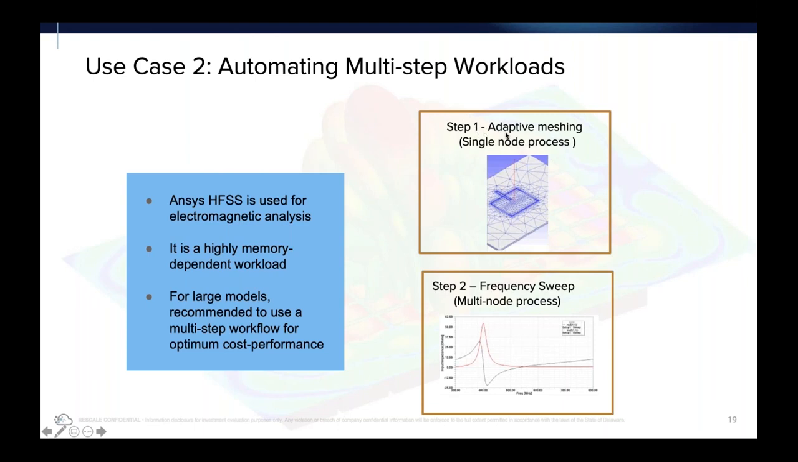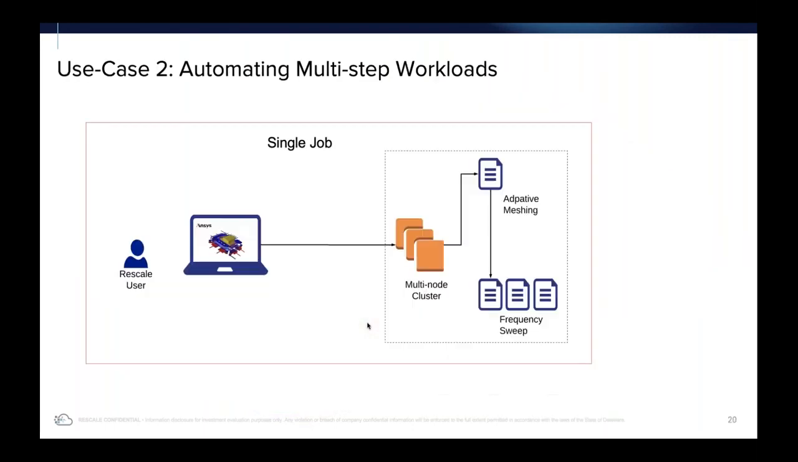The first step is adaptive meshing. Adaptive meshing usually tends to be a single-node process. Once that step is completed, the tool can do the frequency sweep, which can be a multi-node process, right? Now, I'm going to say that for large models, it is recommended to use a multi-step workflow for optimum cost performance. I'll tell you why I made that statement in the next couple of slides.